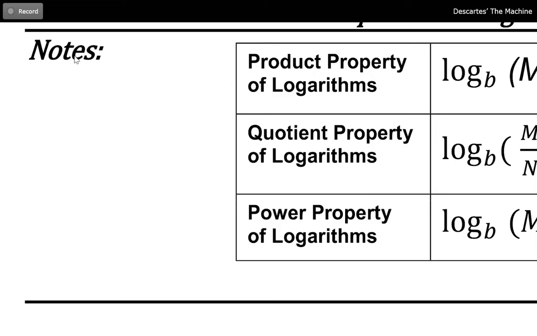Well, hello, my good friends. Today I want to talk about properties of logarithms.